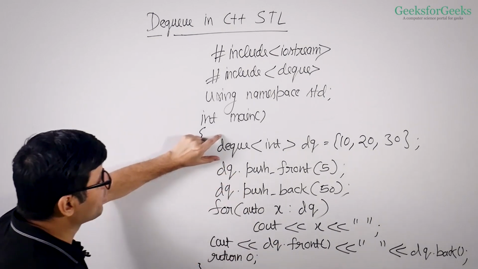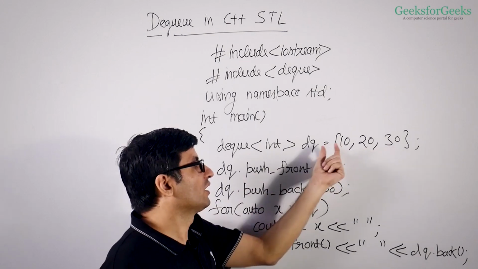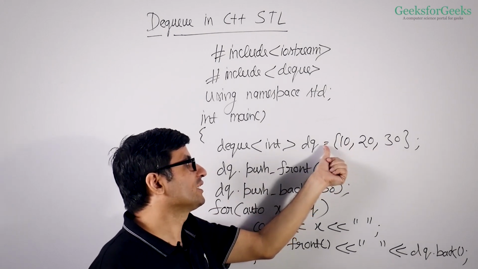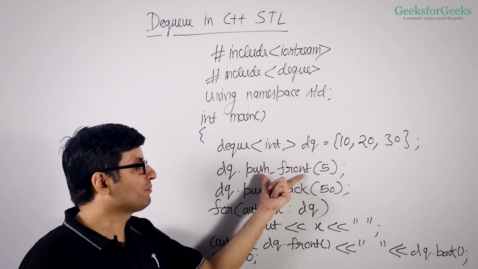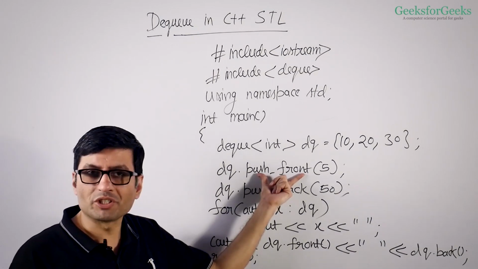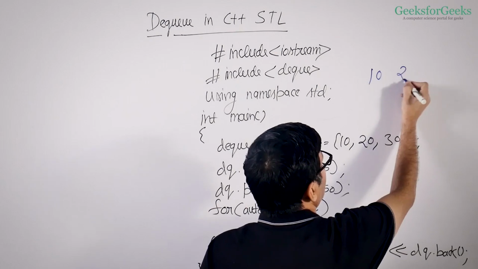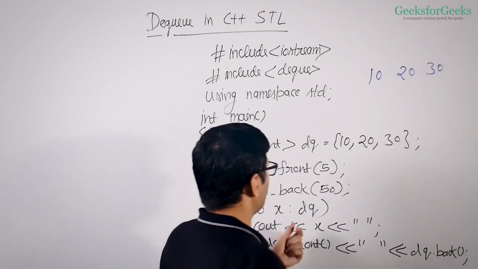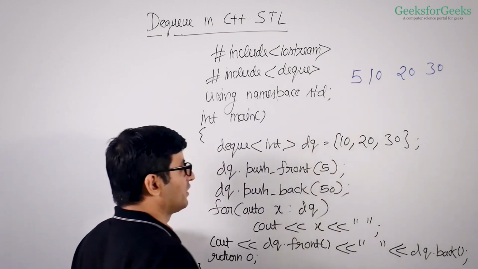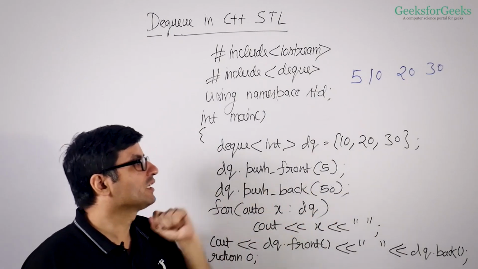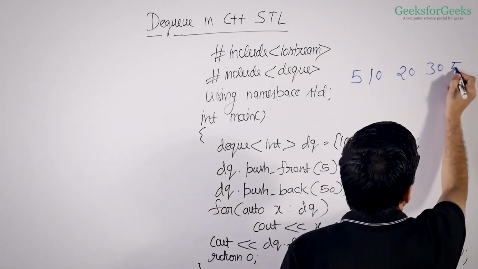So we create a Deque this way, and we can initialize the elements of Deque here. If you do not initialize the elements, it creates an empty Deque. This thing pushes an item at the front of Deque. So this will create a Deque 10, 20, 30, these three elements. When you call push front, 5 will be pushed to the front of it. When you call push back 50, it will push 50 at the end of your Deque. 50 comes here.